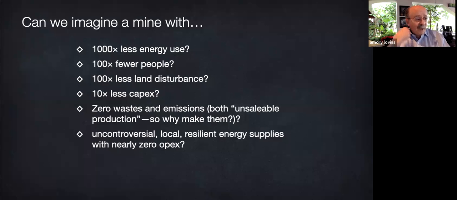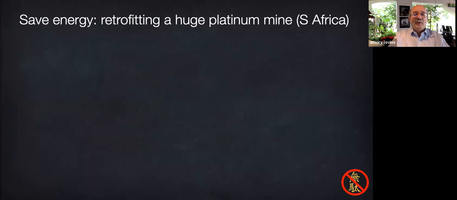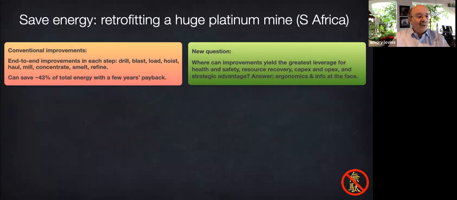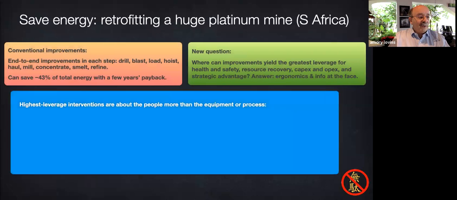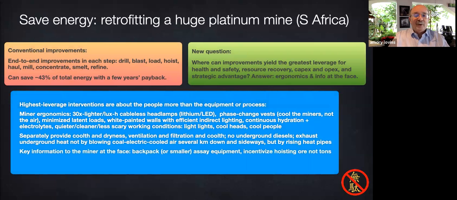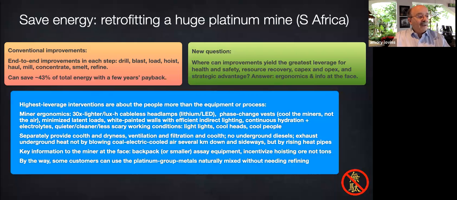Now let me end these mining examples by illustrating 3 levels of ambition: less energy, no external energy, and no mine. So the first level is a summary of what we just saw: how to save 43% of the energy by retrofitting a big platinum mine. Okay, so far so good. And you know all that.